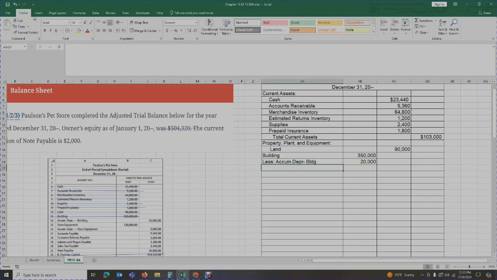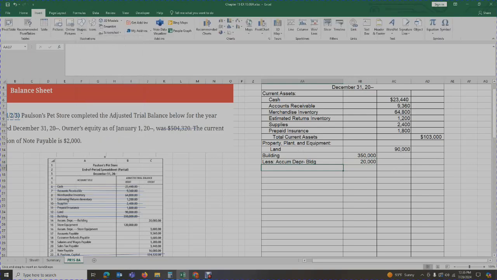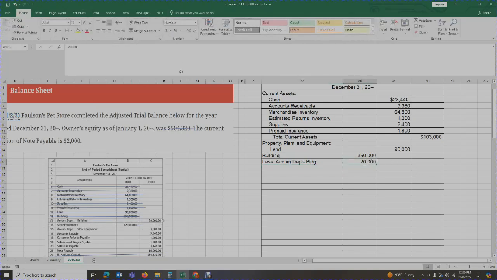So the accumulated depreciation for the building is $20,000. Okay, $20,000. Okay, so the actual book value for that building, it's going to be the 350 minus the depreciation of 20. So the building is worth, in my books, $330,000.